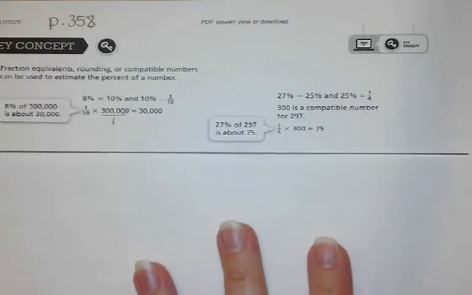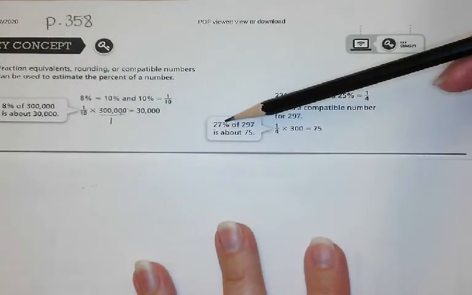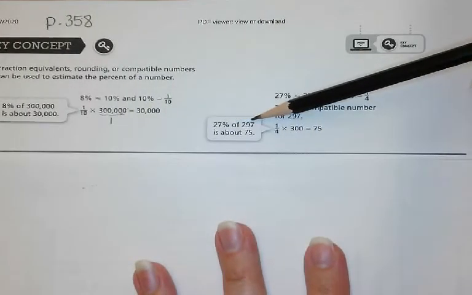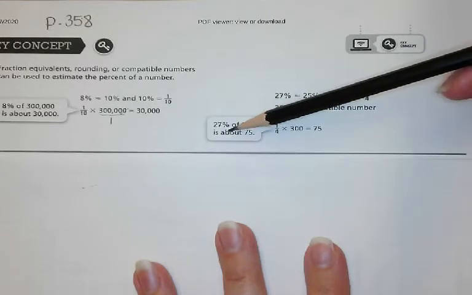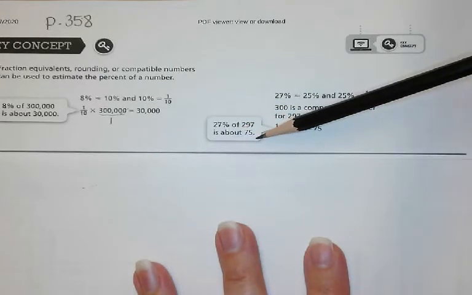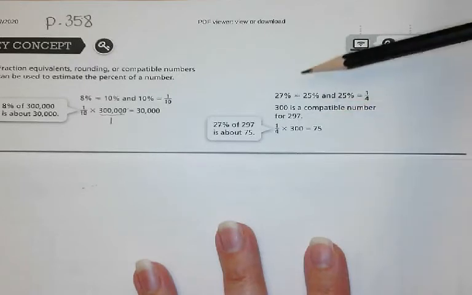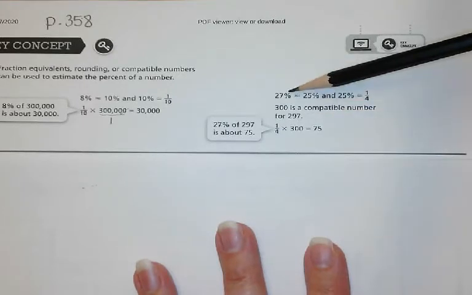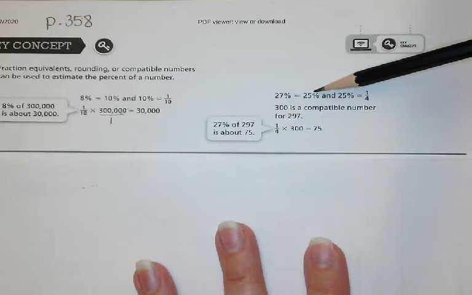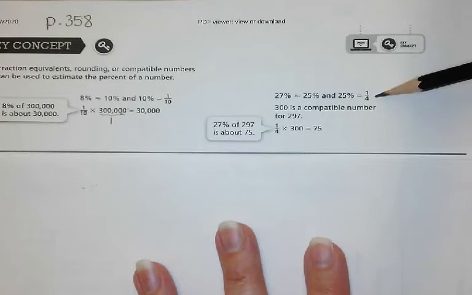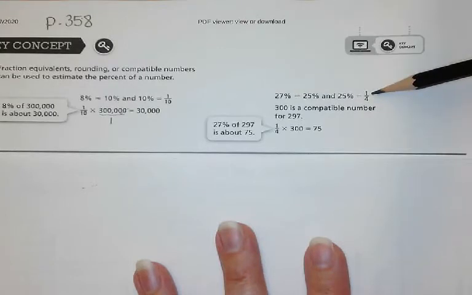In example 2, they give us 27% of 297 is about 75. Again, we're going to try to do this without a calculator. We're going to round 27% to approximately 25%, which is 1/4. It's a quarter.